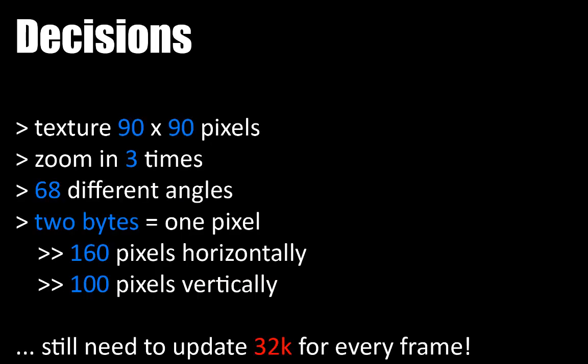Before we go on, we have to make some decisions. The texture should be 90 by 90 pixels. We want to zoom in 3 times the original texture size. We want the angle to go from 0 to 360 degrees in 5-degree steps. This means we get 68 different values for the angle. For speed reasons, we use double pixels. 2 bytes on top of each other form 1 pixel. That means we have 160 pixels horizontally and 100 pixels vertically. But we still need to update 32K of screen buffer for every frame.